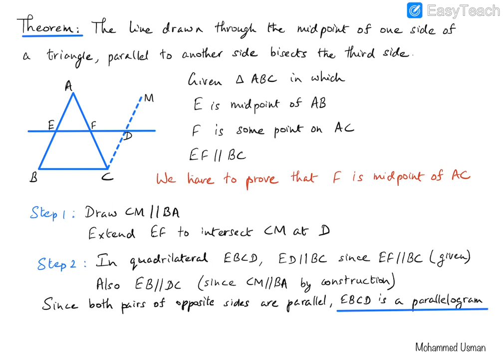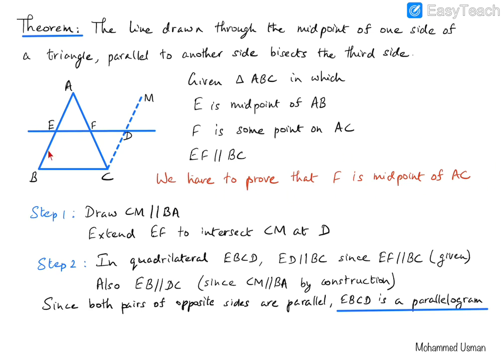Okay, now once we have made this construction, we have this quadrilateral EBCD. So in this quadrilateral, we want to prove a few things. So what we will do is we will take this quadrilateral EBCD and then go on to show that this quadrilateral EBCD is a parallelogram. And once we have it as a parallelogram, then we can use the two triangles and prove their congruence, and thereafter we can prove that F is the midpoint of AC. That is what we have to prove.